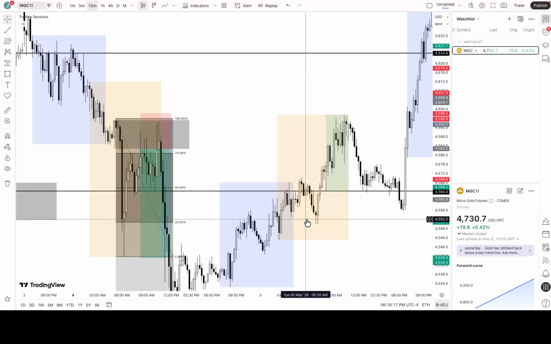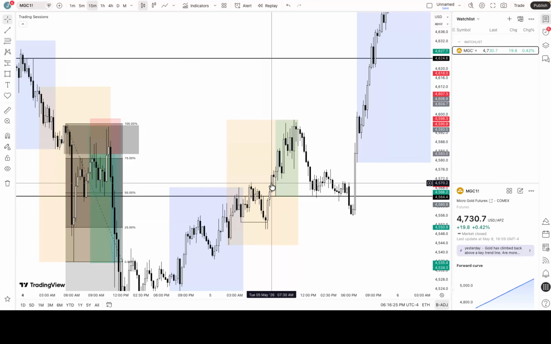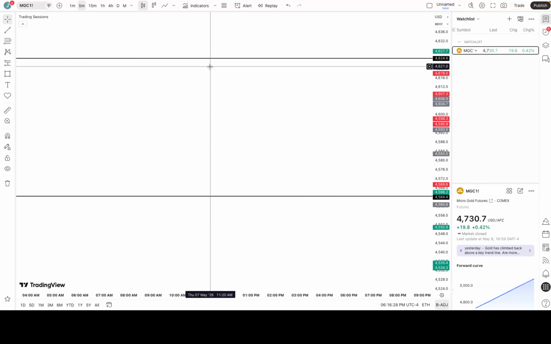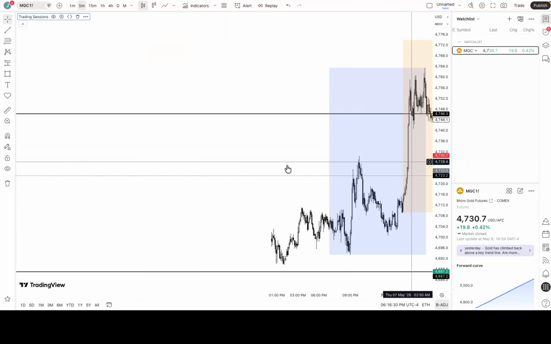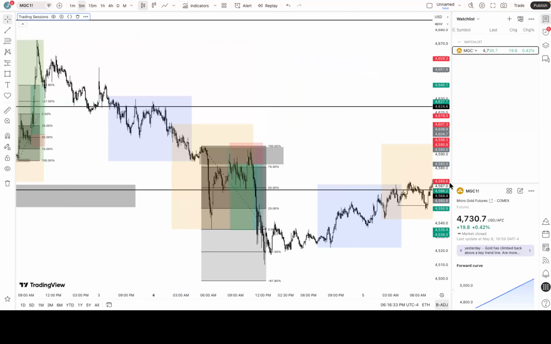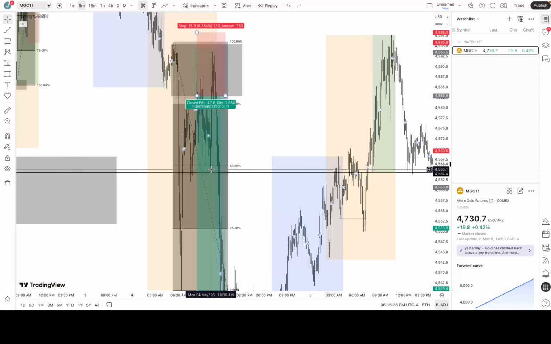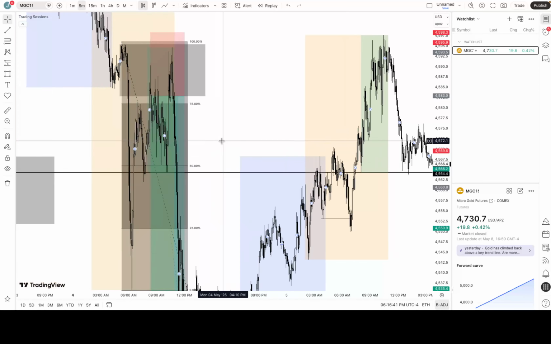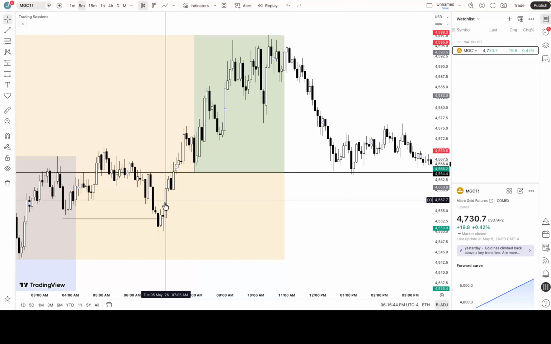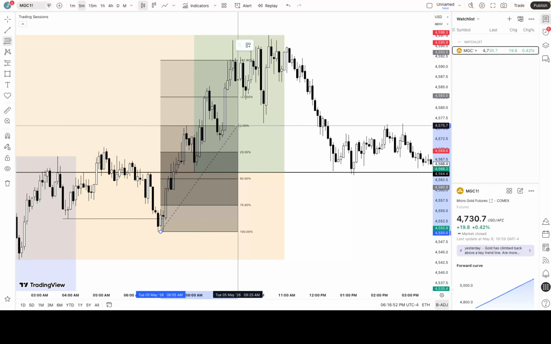On the 15-minute, we see price sweep liquidity down here, sweeps liquidity down there, pushes up. Let's go down to the 5-minute. We see price push all the way up, break through, push down, push up, rally up. Not really any entry you could get off of here. Barely touches this 50% area.